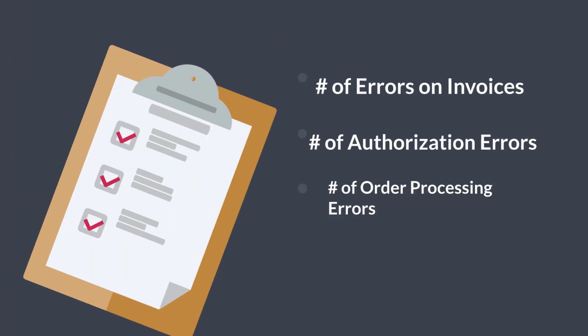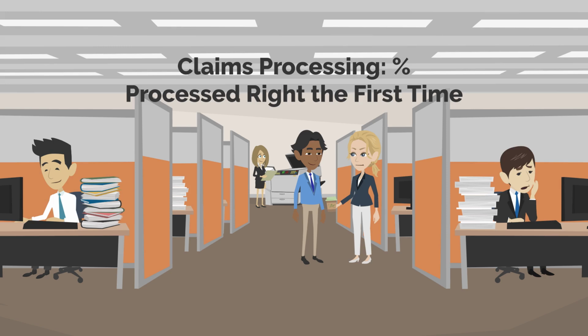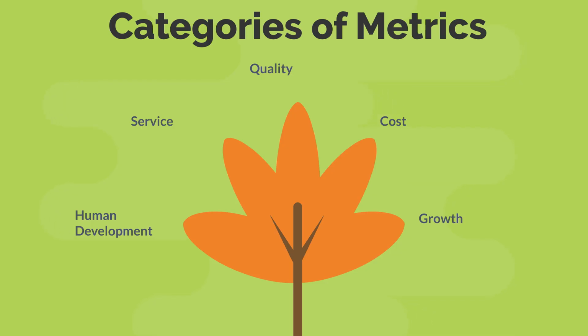When we get down to the departmental level, we might measure the number of failures in terms of a particular department. For example, if we are processing insurance claims, we might measure the rate at which these are processed right the first time. Now, let's talk about cost.